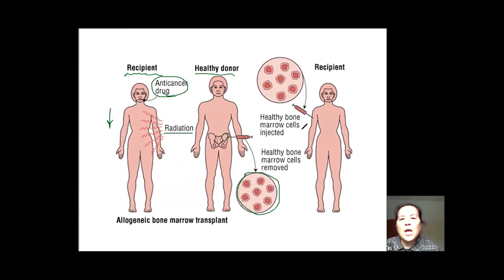And then we inject the healthy bone marrow into the person's blood circulation. Then it will travel all over the body, and finally go to the bone and produce new bone marrow and new cells in there. So that's about bone marrow transplant.